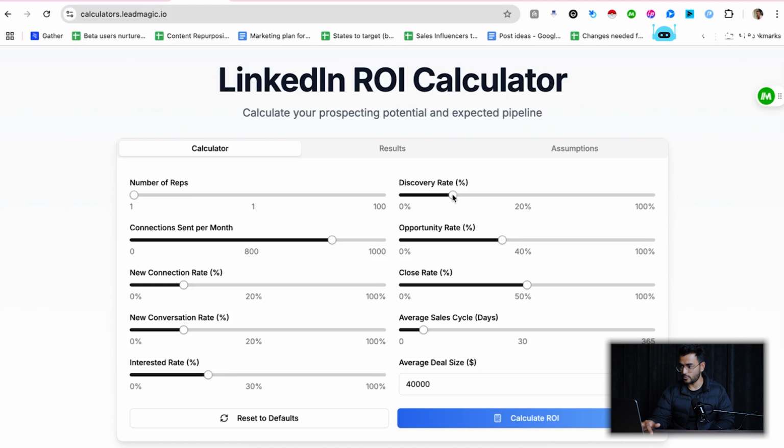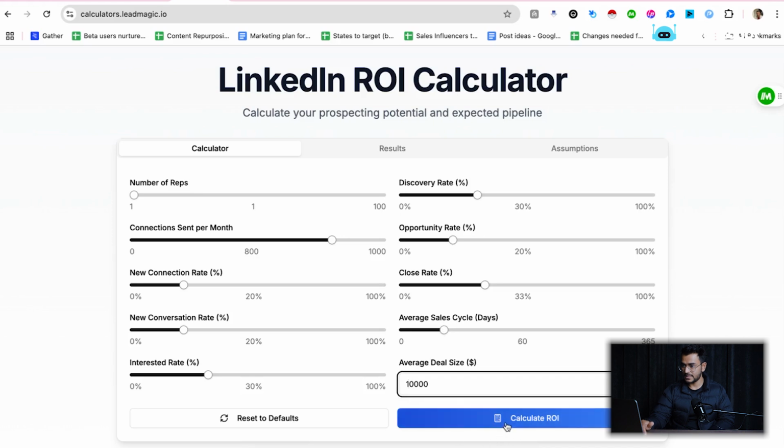Interested rate, let's say, is 30%. Discovery rate, let's say I'm good at it, right? Let's say it's 30%. Opportunity rate is again 20%, pretty standard. Close rate is, let's say, 30% again, 33%. An average sales cycle for me is like 60 days, 2 months. And then when I close these deals, it's $10,000. Like I'm targeting a sales team. This is for me personally, right?